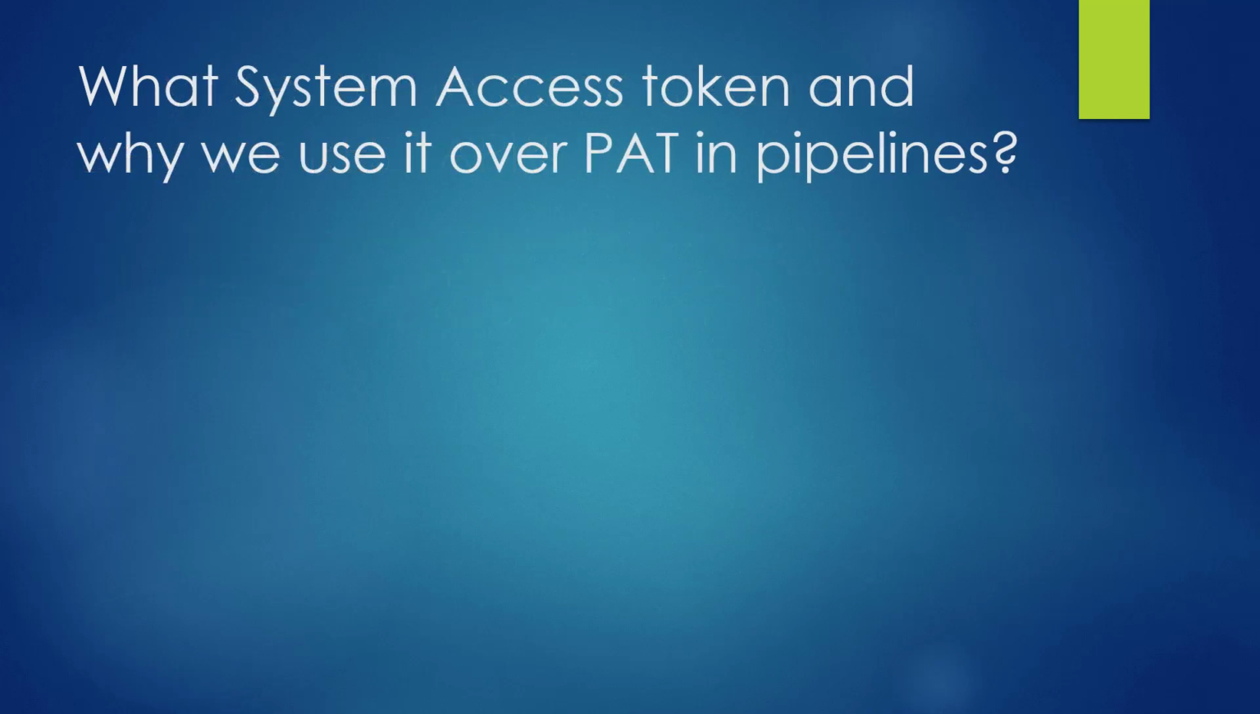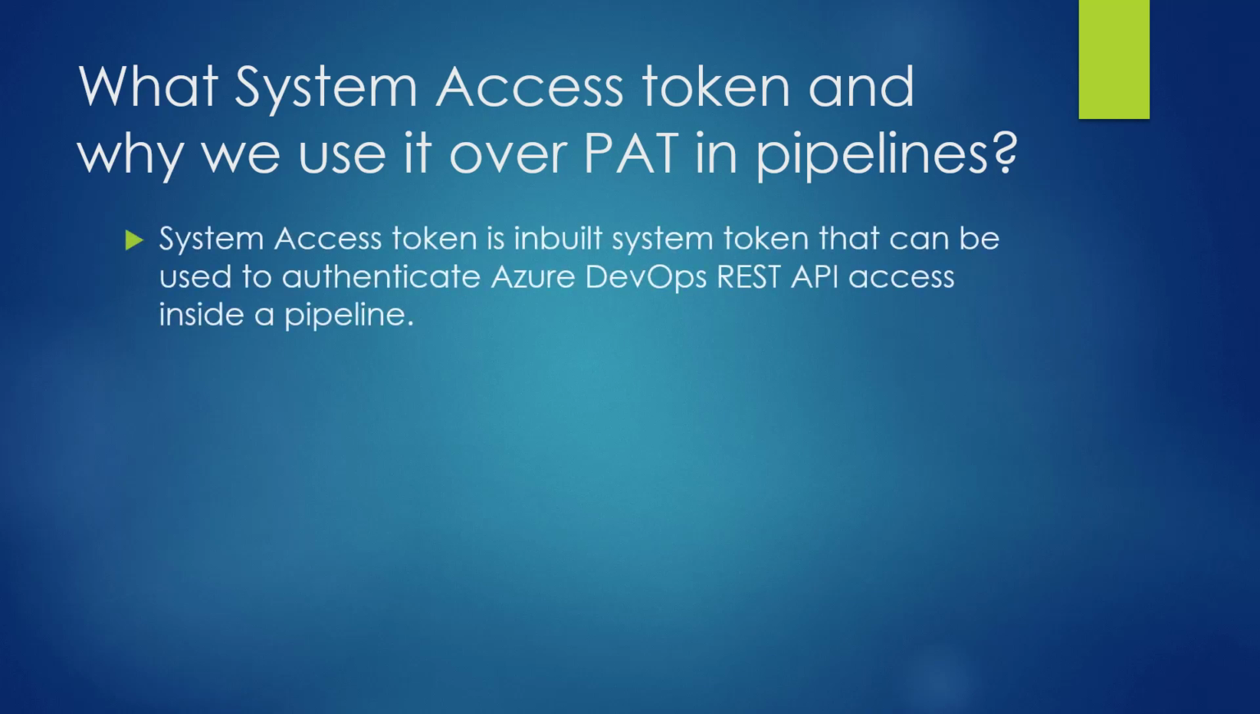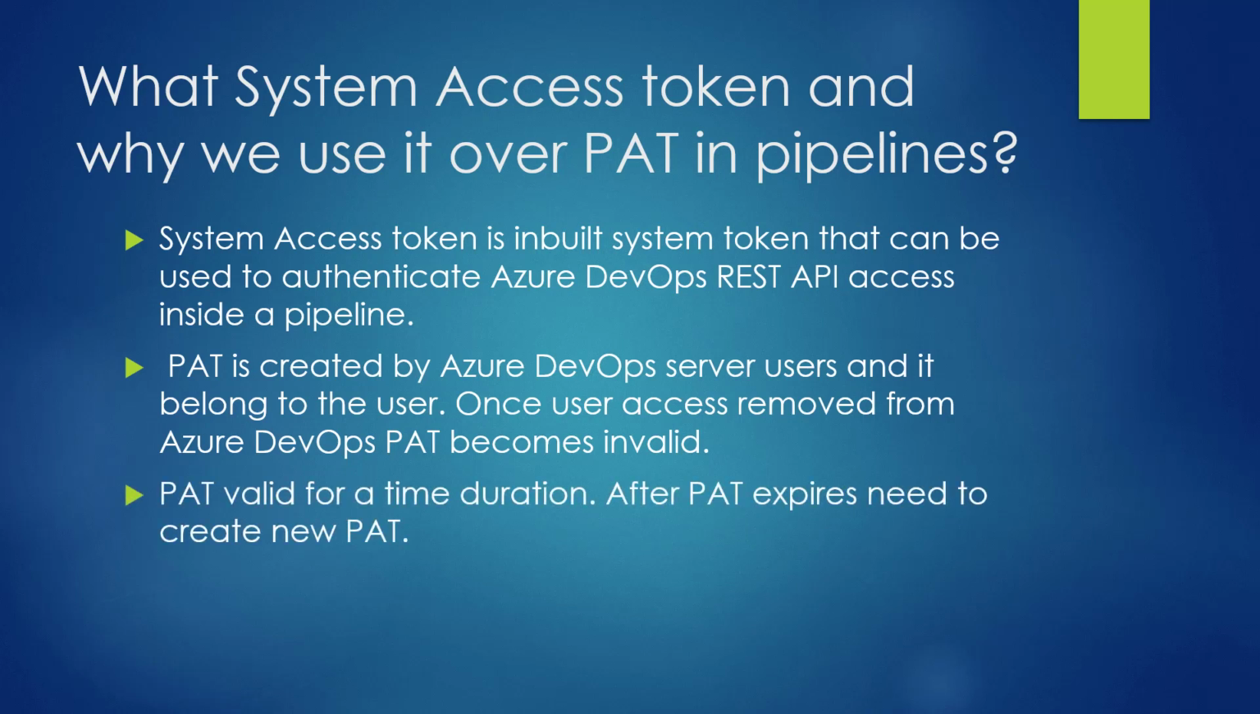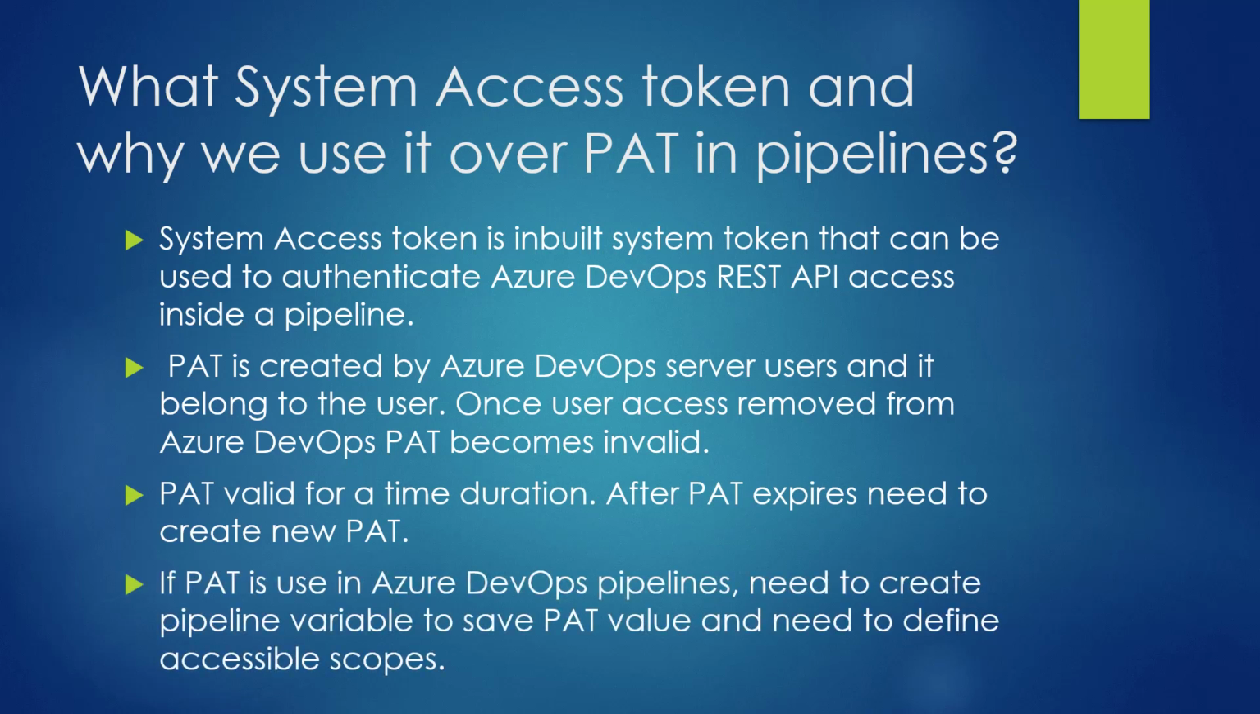Now it's time to discuss System Access Token and why we use it instead of PAT. System Access Token is an inbuilt system token, and it can be used to authenticate Azure DevOps REST API access inside a pipeline. But a Personal Access Token belongs to a user. If the user's permission is removed from Azure DevOps, the PAT becomes invalid. Also, every PAT has an expiration date. If the PAT is used in a pipeline, we need to define a variable and update the PAT value from time to time when it gets renewed.